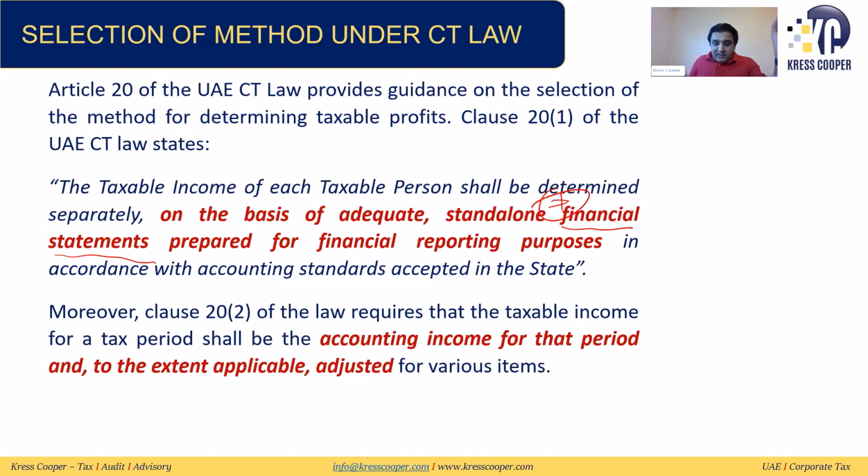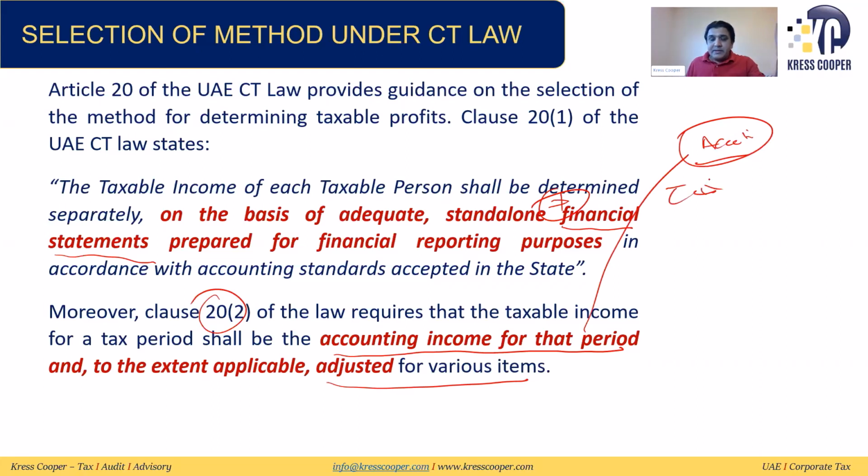From the financial statement, Article 22 of the law says, taxable income for a tax period shall be the accounting income for that tax period, adjusted to the extent possible for the various items. So they are asking us to take the accounting income. There is accounting income and taxable profit. Take accounting profit, make adjustments, arrive at the taxable income. So what does this mean? This means the law is asking us to apply the indirect method of calculating taxable income. We need to prepare the financial statements and calculate the accounting income as per applicable accounting standards.